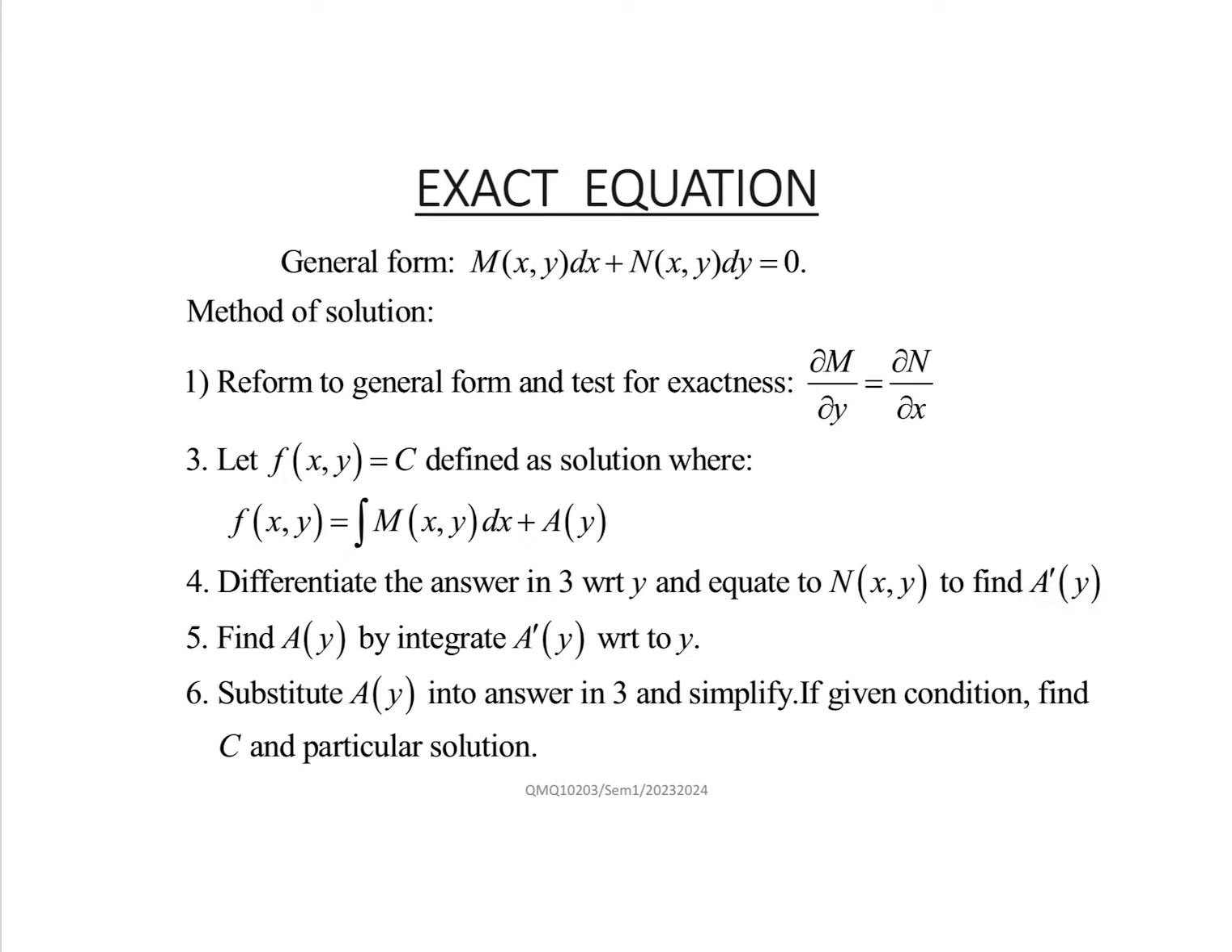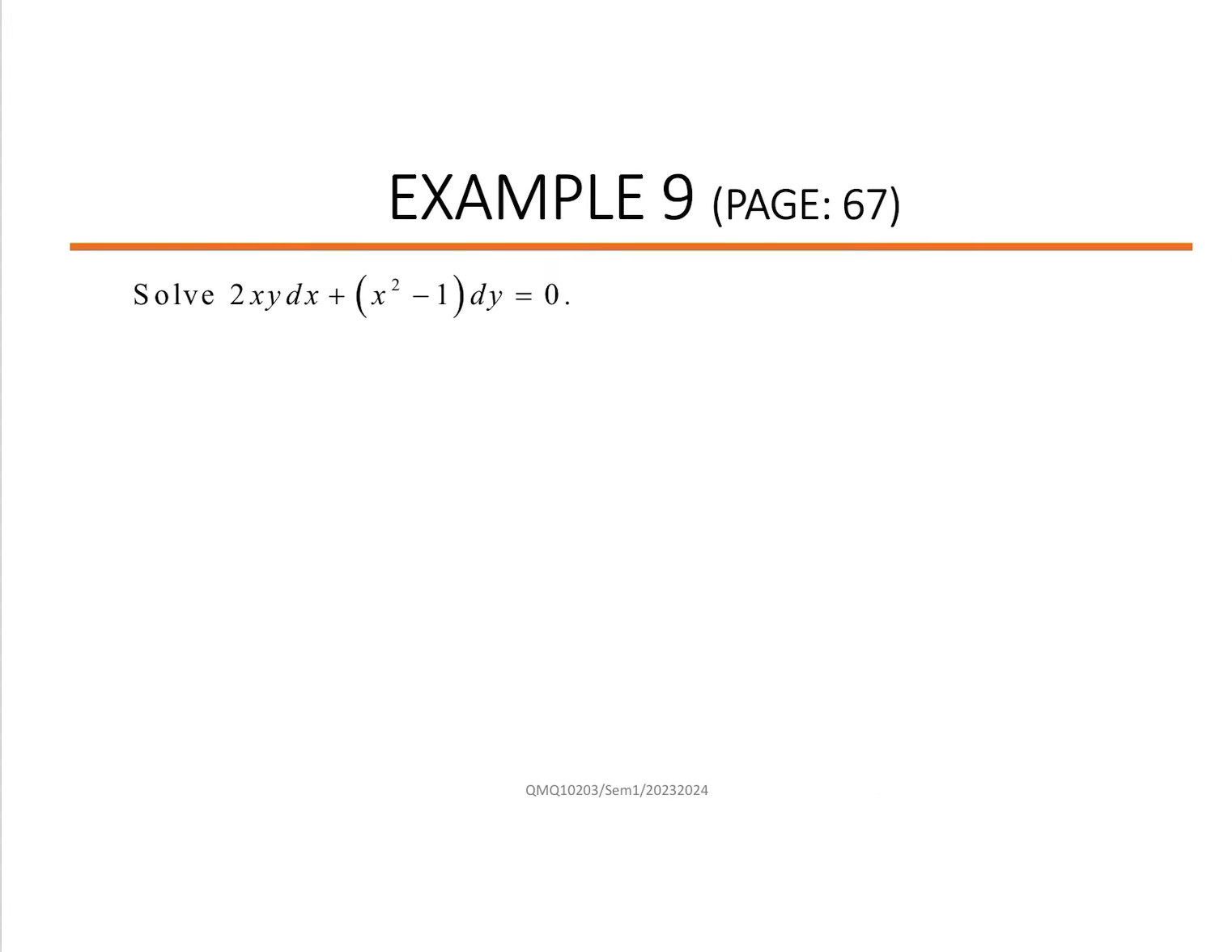After you have found A prime y, you need to find A(y) by integrating this function with respect to y. So this is step number 4. Find A(y) by integrating A prime y with respect to y, and then substitute the answer into the answer in step 3 and simplify. If a condition is given, find the constant of integration c and the particular solution. Let's solve the next example by using the exact equation.